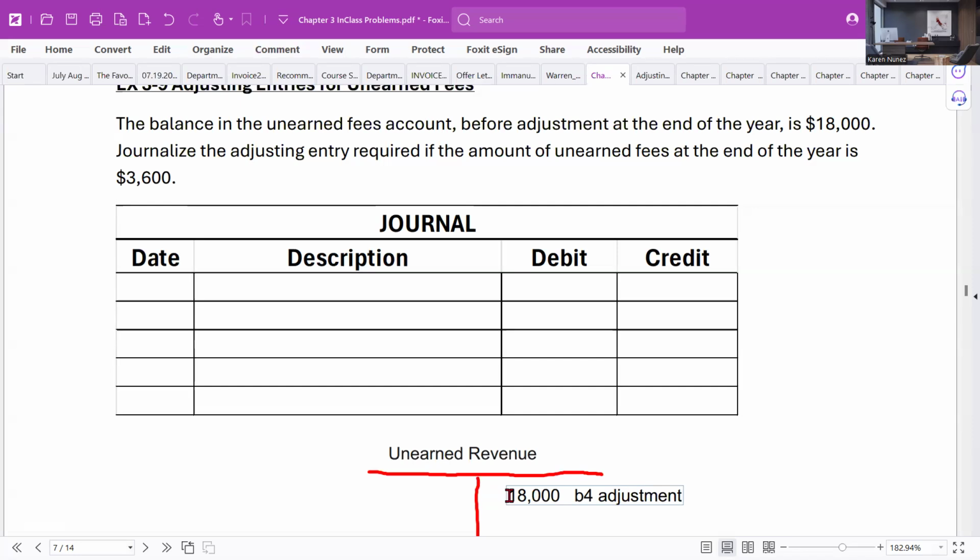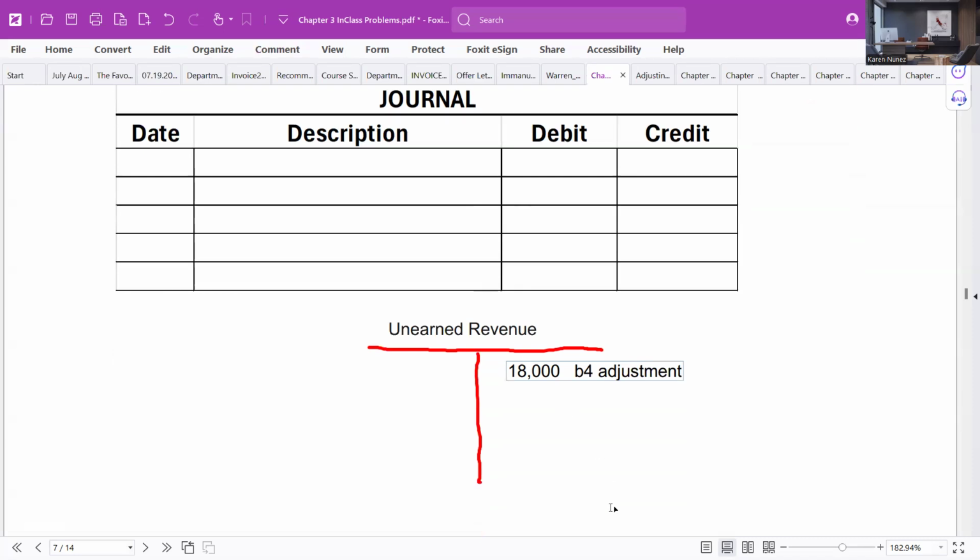And the adjusting entry. So we need an adjusting entry because the amount of the unearned fees at the end of the year is only $3,600. So we're being told that the amount at the end of year is only $3,600. So we've got to adjust for the difference between what's in the account before adjustment and what we're told is in the account, or should be in the account, at the end of the year.